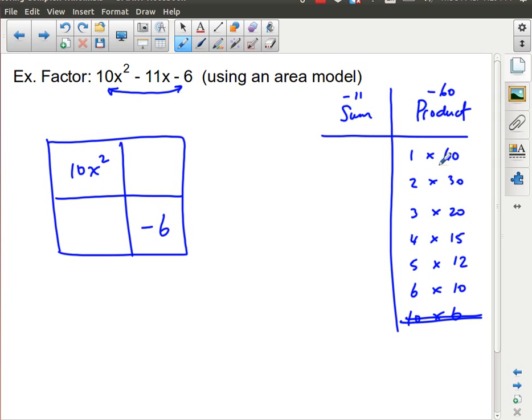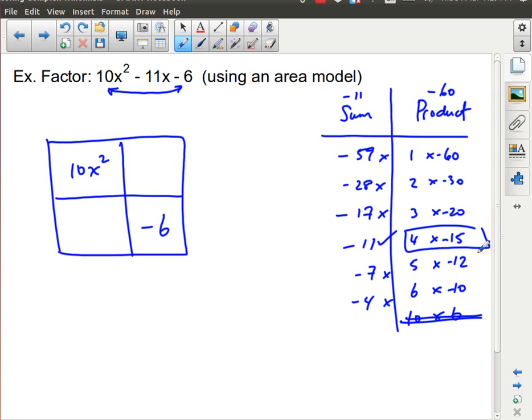Now, my product is -60, so where do I put my negative sign? In this case, my sum is -11. That means the bigger number is the one that has to be negative. And I take a look at my sums. -59, that's not right. -28 is not right. -17 is not right. -11, that's the right one. And just to finish it off, that's a -7, and that's a -4, and those are both obviously wrong.